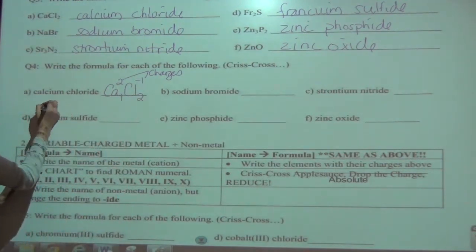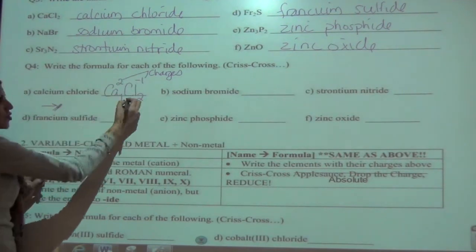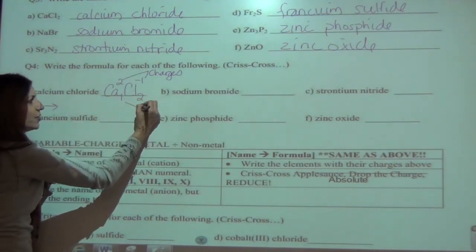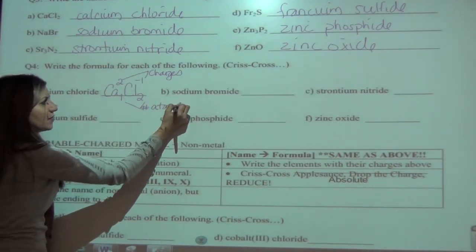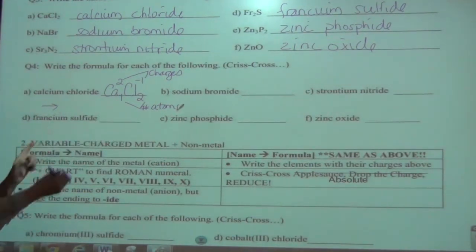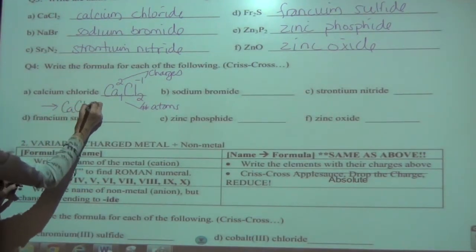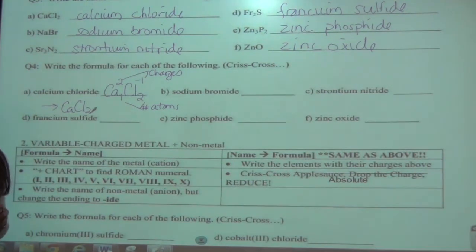So what this formula becomes is, you don't have to include the charges, this tells you your number of atoms. That's the number of atoms that exists. So this would be CaCl2, the correct formula.